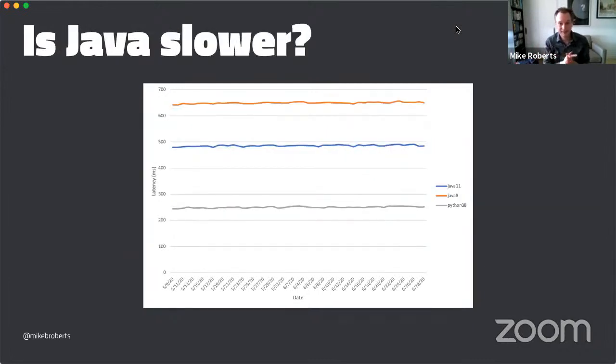The final graph here is, so people say, shouldn't use Java and Lambda because Java has slower cold starts. Does Java have slower cold starts? Yes, it does. That's not at all surprising. So here I have Java 11 is the blue line, Java 8 is the orange line, and then Python 3.8 is the gray line. So we're seeing that for a similar type of application, Python has about half the cold start time as Java. Is that a problem? Maybe, maybe not. And I'll get into that a little bit, but that is true, but not surprisingly, Java does have slower cold starts than Python.